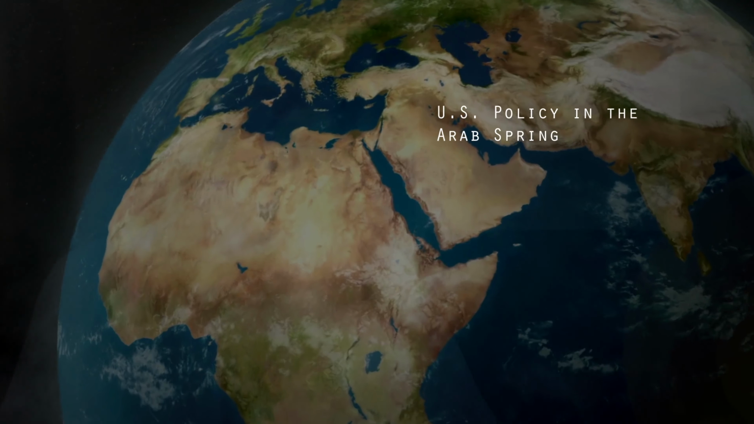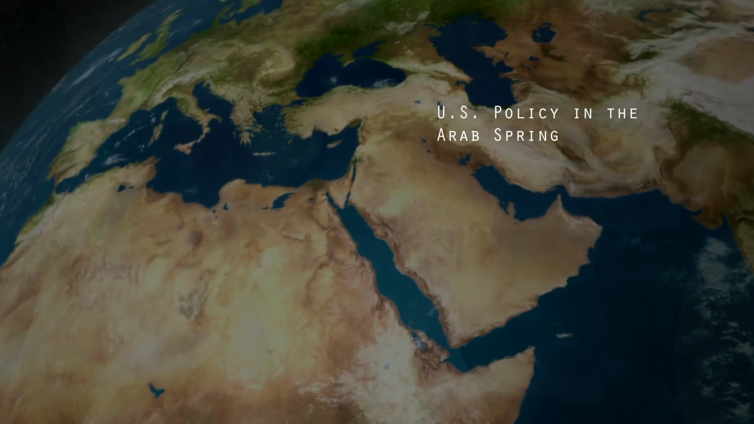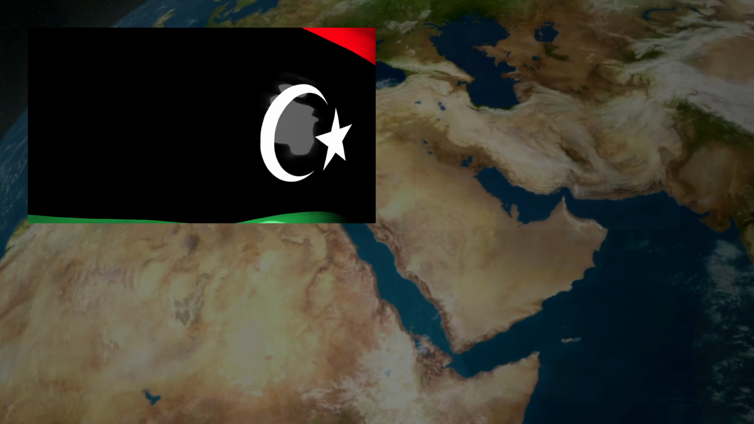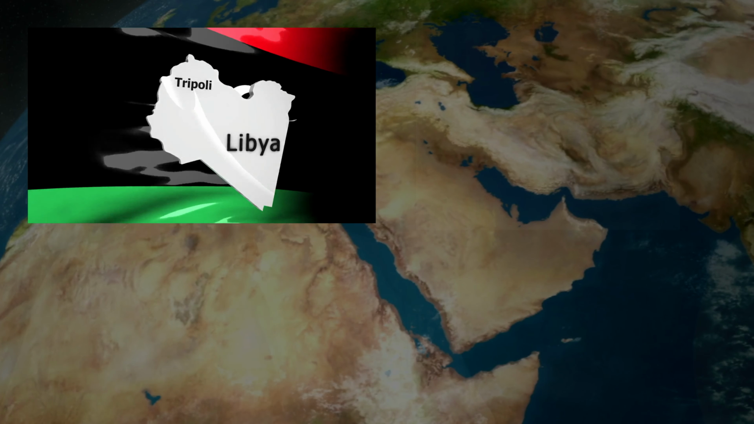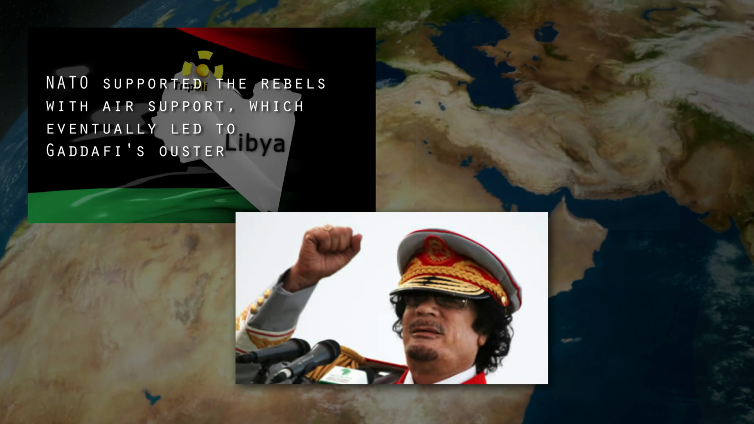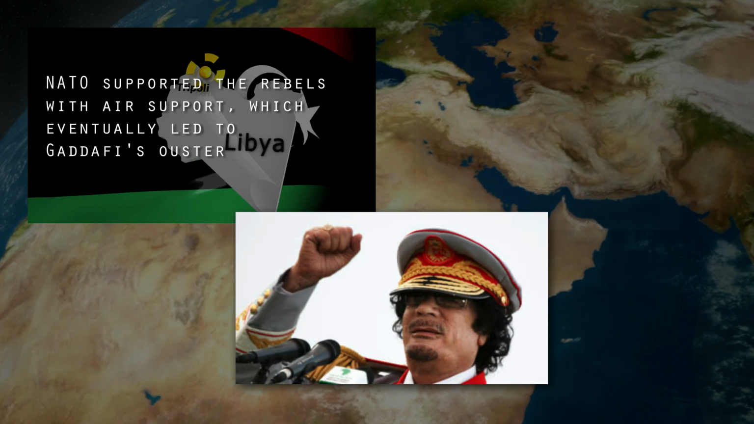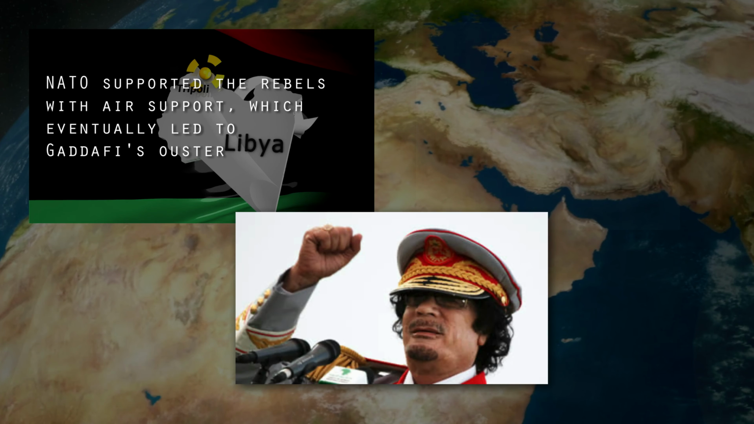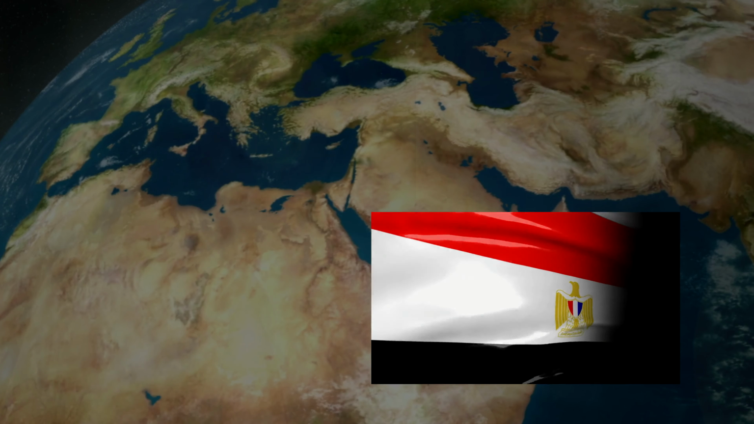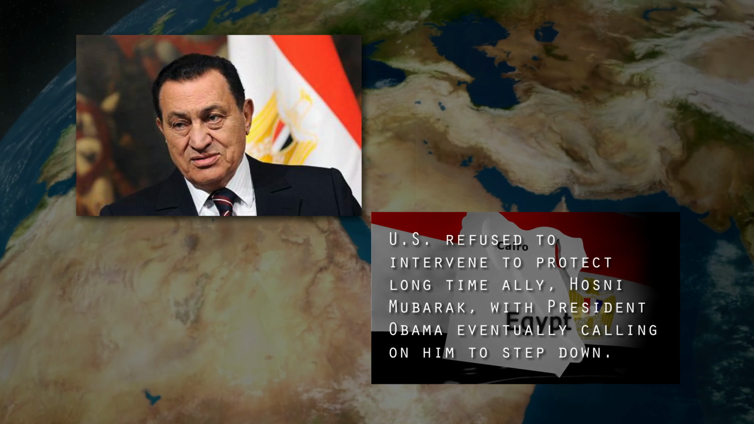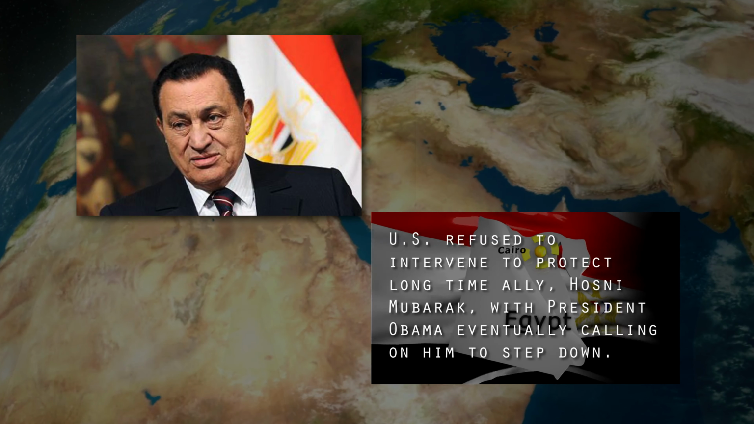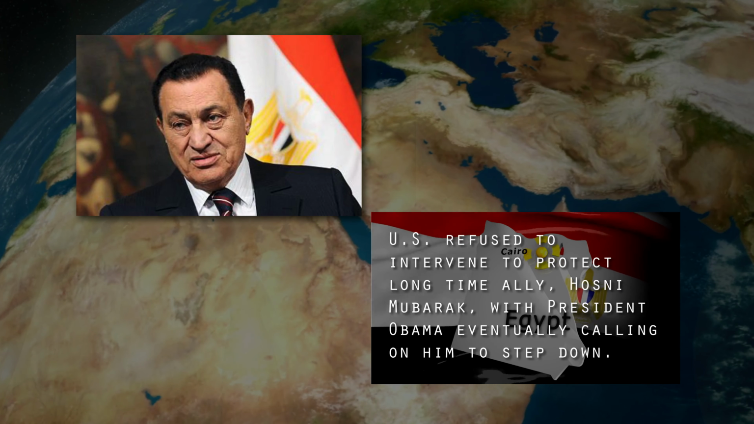Now, what did the U.S. actually do? Well, the U.S. adopted an approach that would vary depending on each country. In Libya, the U.S. provided logistical and air support to a NATO-led operation that was intended to support the rebels and eventually led to the ouster of former dictator Muammar Gaddafi. In Egypt, the U.S. refused to intervene to protect its longtime ally Hosni Mubarak, and eventually President Obama called on him to step down.